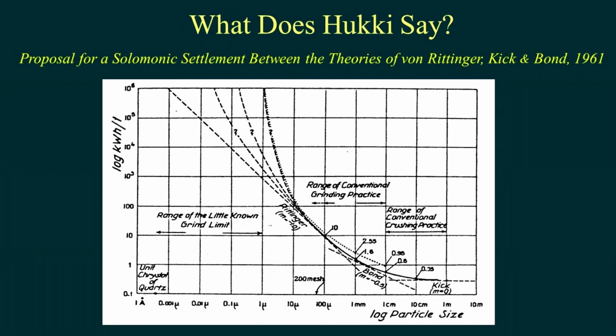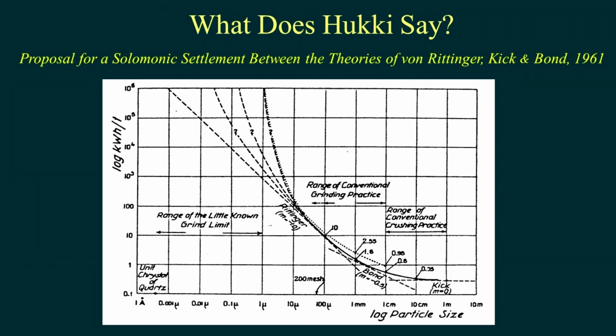If you remember that equation of Walker, if you integrate Walker's equation, you get a relationship for Kick, and Kick would say that dotted line is true. And Hukki said, look, my curved line there meets Kick's dotted line. At the other end, that's von Rittinger's line there. And Hukki said, look, my curve follows von Rittinger. And the same for Bond. There is Bond down there. So there it is. There's the settlement.